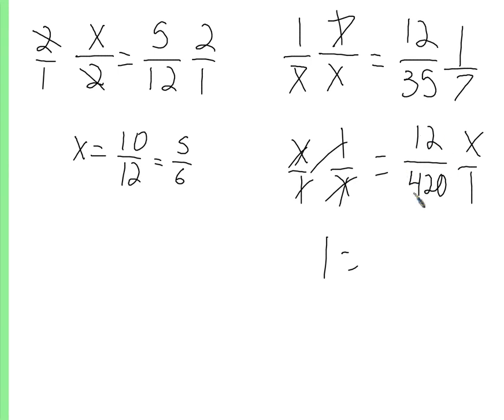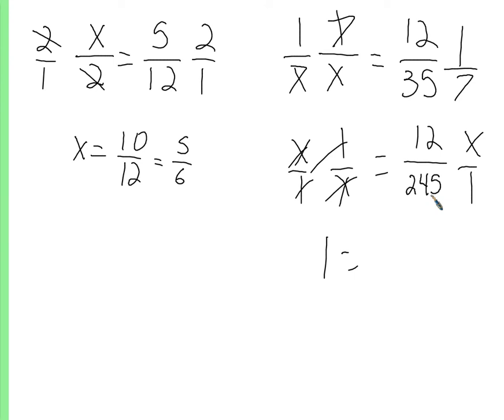12 over 35? Or 1 over 35? This can't be 35. 12 over 35. 35 times 7 is 245. Would it be 12 over 245? Well, I'm just asking, 12 over 245, can I simplify that?